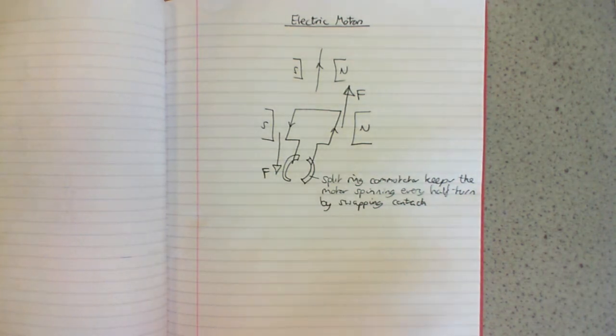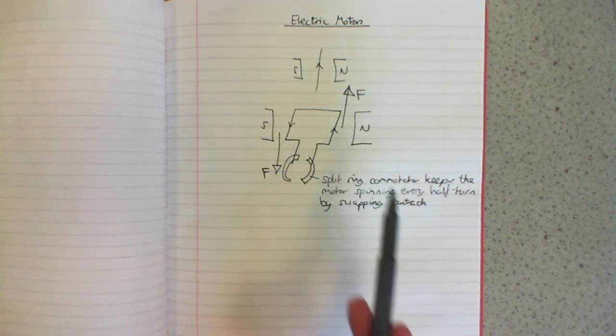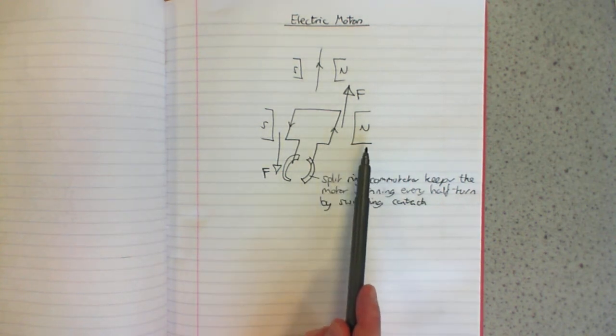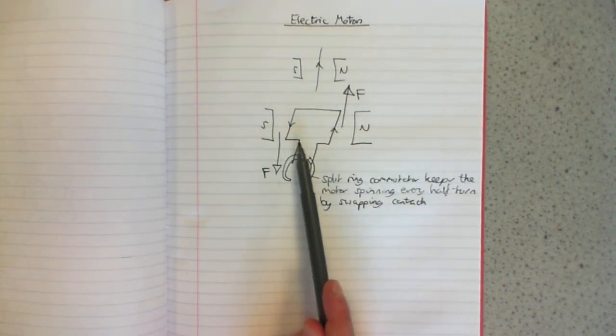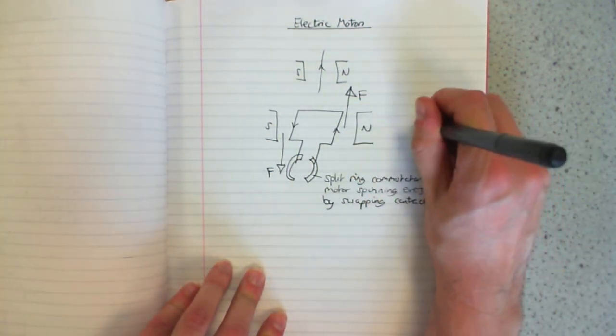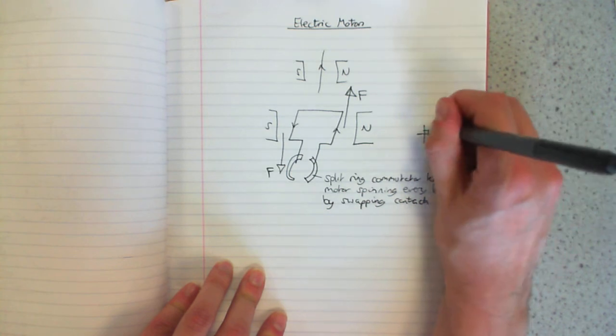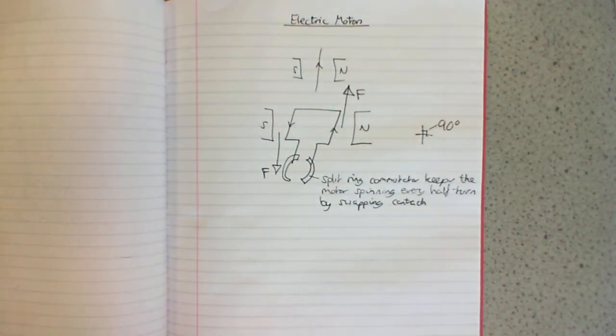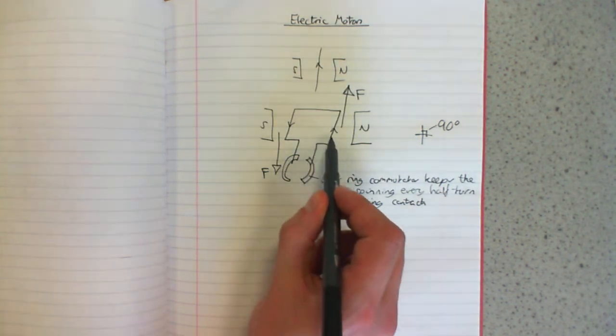And just like the motor effect, we can increase the size of the force. So we increase the size of the force by using stronger magnets, or bringing the magnets closer together, or putting the coil at right angles to the permanent magnetic field lines. We can increase the current. We can bring the magnets closer together. We can also increase the number of coils.